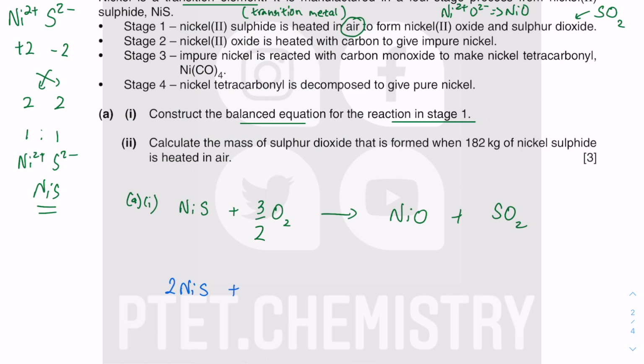Then 1 times 2 gives you 2. 3 over 2 times 2 will give you 3. 1 times 2 gives you that, 1 times 2 gives you that. This is correct, this is also correct. You don't need to do both. Both are entirely correct because you cannot change the identity of the formula, but you could change the number in front to include fractions, not decimals, fractions, which you could then simplify to the whole number ratio by multiplying by the correct number.